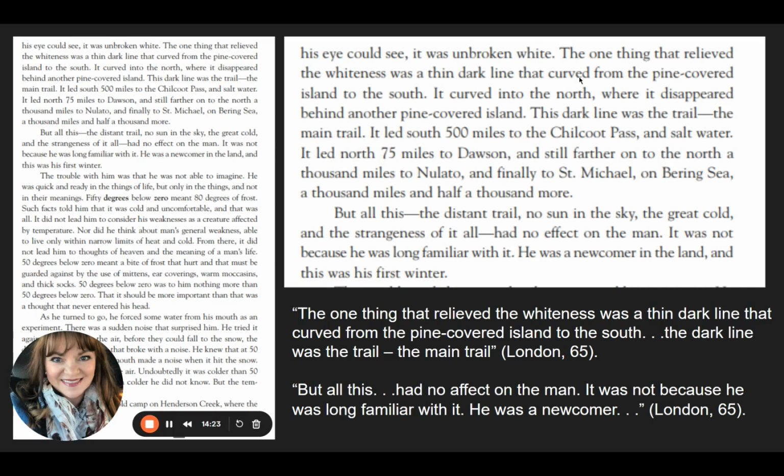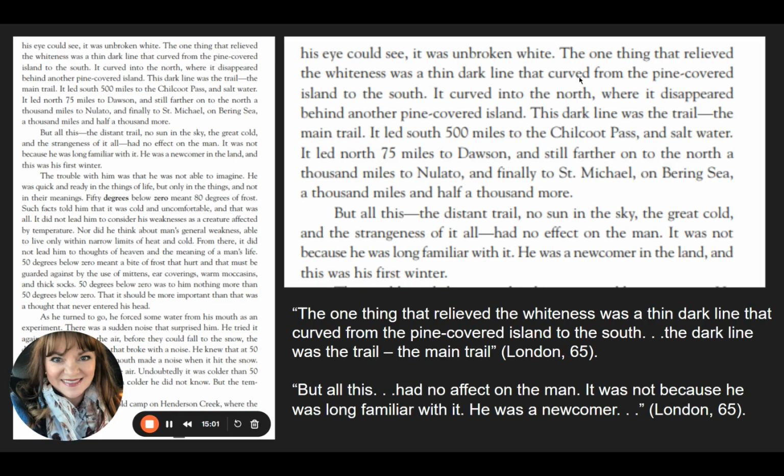It did not lead him to consider his weaknesses as a creature affected by temperature. Nor did he think about man's general weakness, able to live only within narrow limits of heat and cold. From there, it did not lead him to thoughts of heaven and the meaning of a man's life. So this man is not a deep thinker. He's not somebody who thinks deeply about the meaning of life.